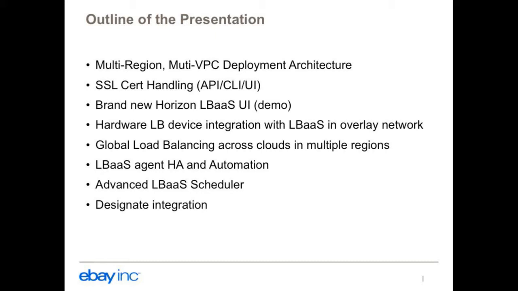And then this is very important for DR capability. We implemented a global load balancing solution in eBay to tackle DR related issues, where if one region goes out, then traffic can route to other regions. We'll discuss a little bit about LBaaS agent HA, how we automated that, the advanced scheduling algorithms we implemented, and Designate integration.